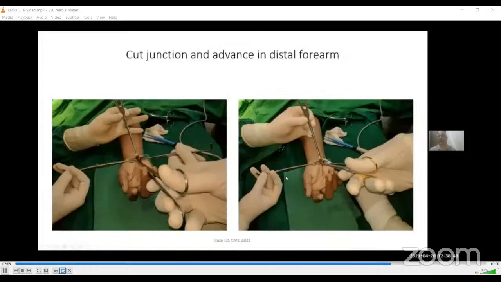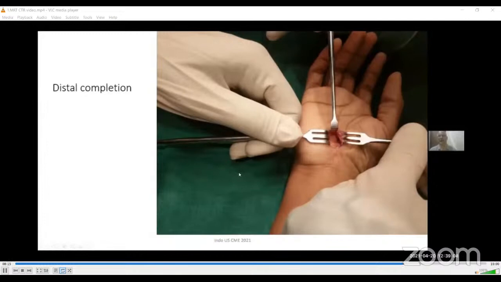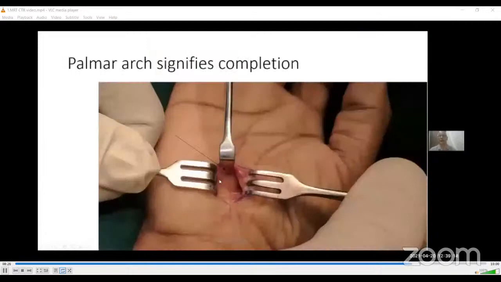This is a view showing the carpal tunnel and the distal forearm fascia in continuity completely released. We then do the same distally, and the palmar arch being visualized signifies the completion of the release. So proximally, you should cut the distal forearm fascia, and distally, you should keep cutting the fibrous tissue on top till you can see the palmar arch, which is very clearly seen over here. If you retract the median nerve, then you see the flexor tendons.